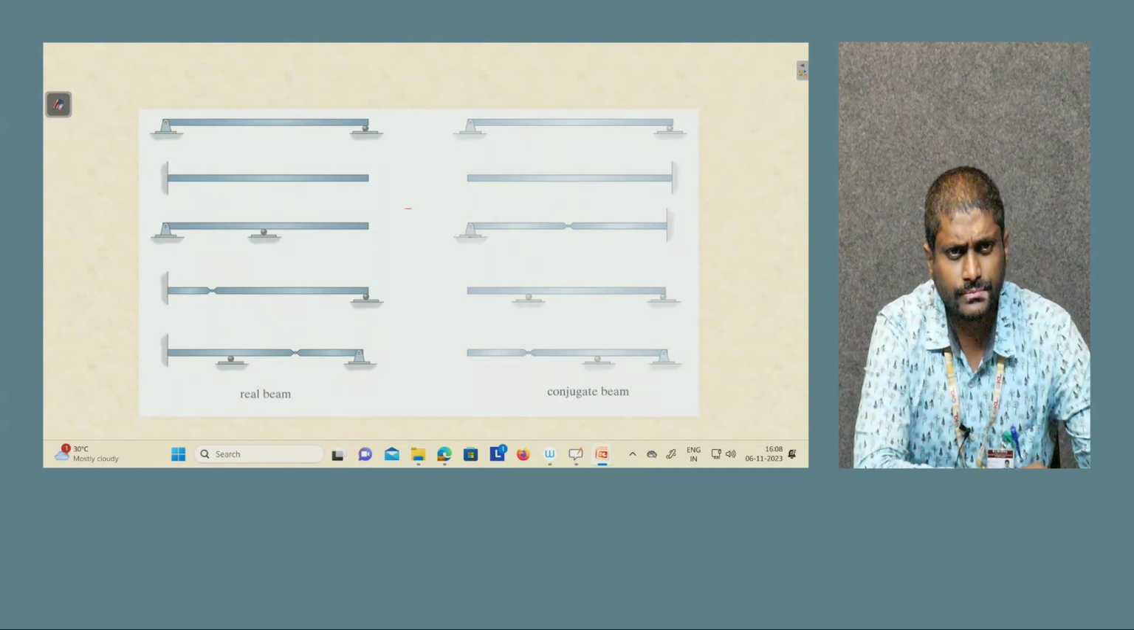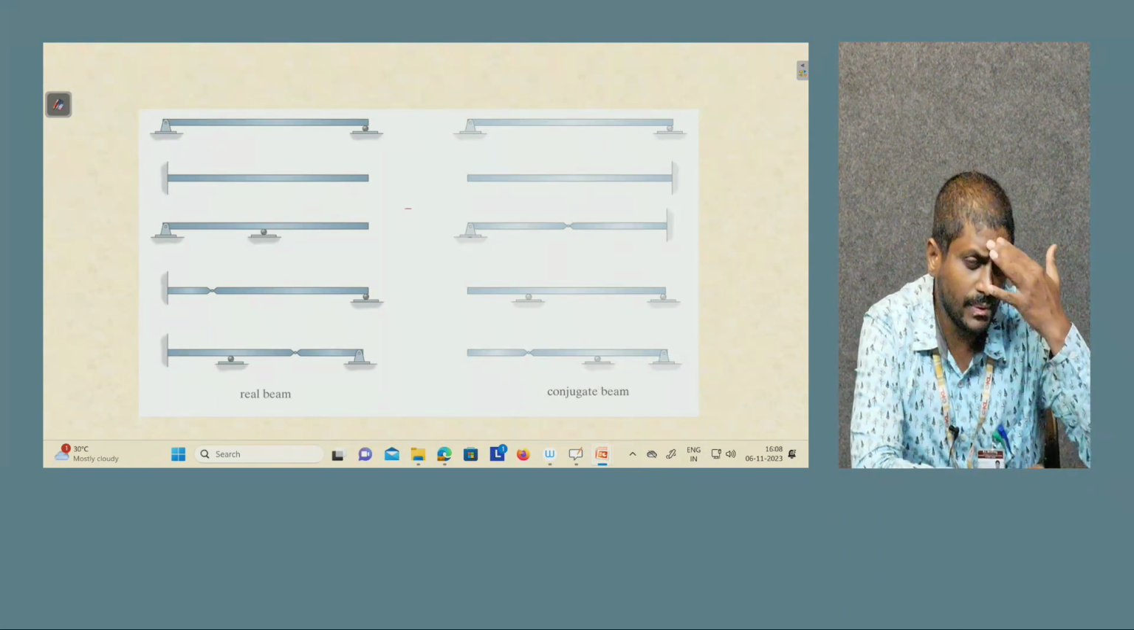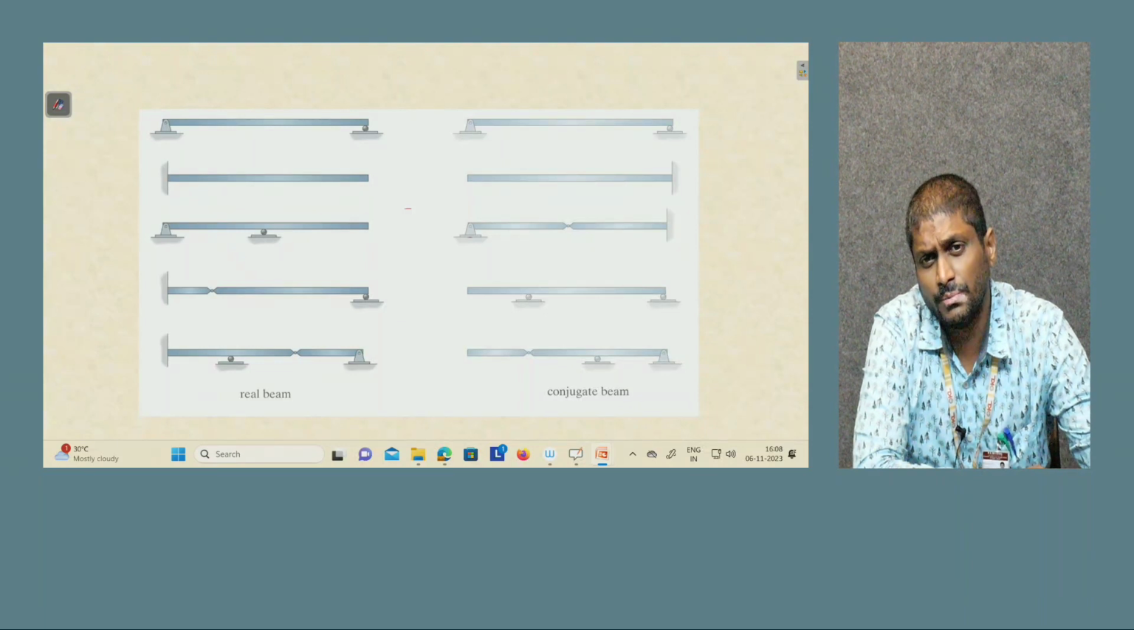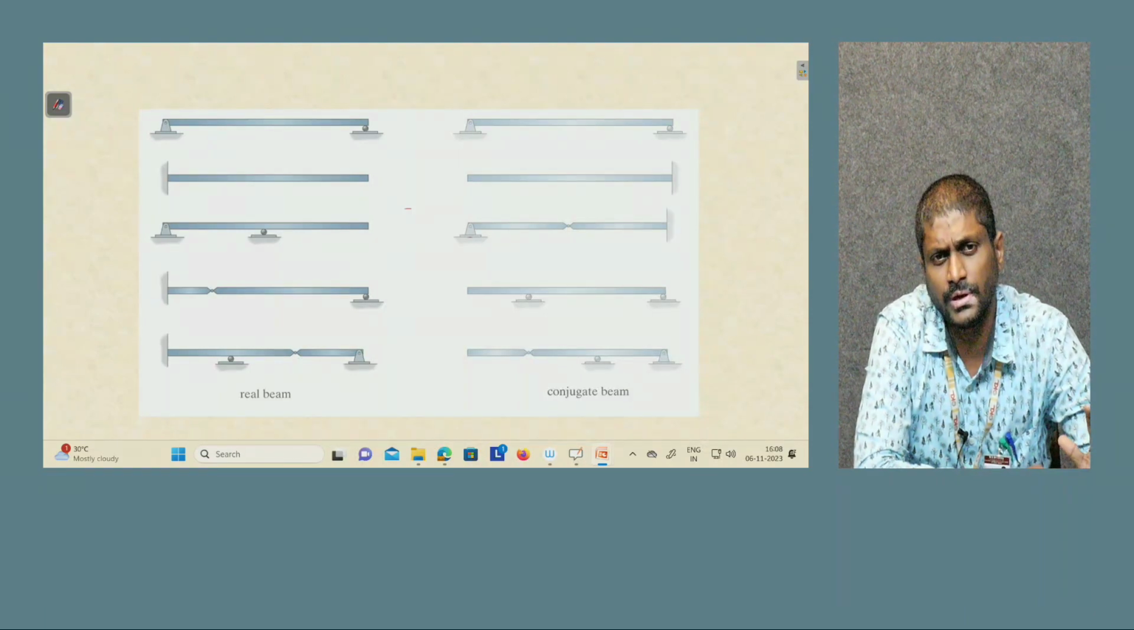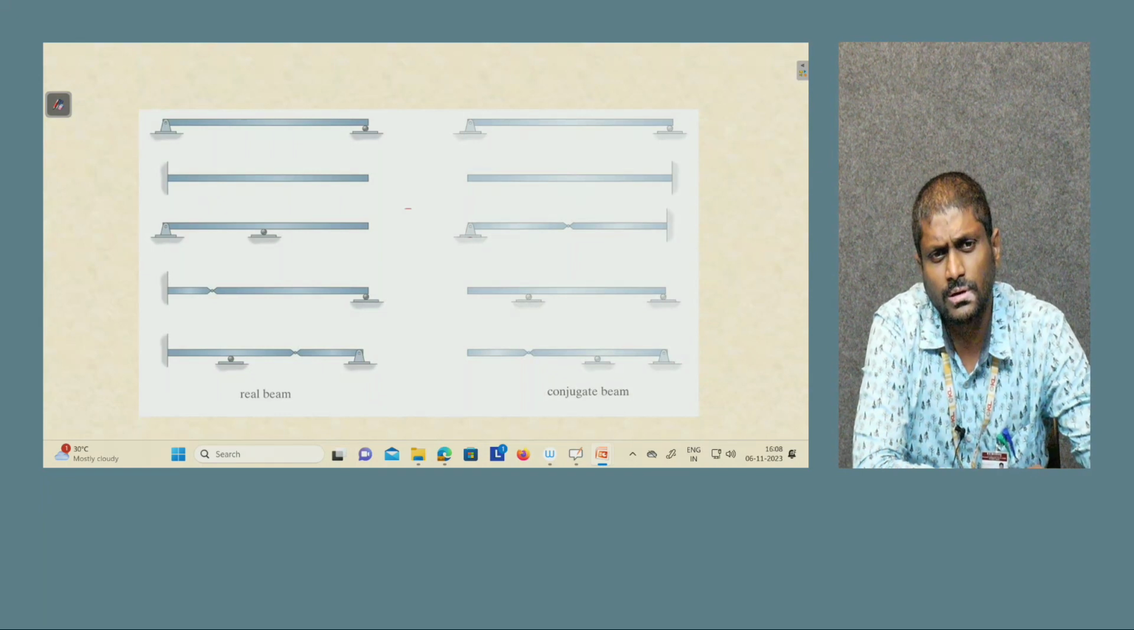Then in the case of a fixed support, internal hinge and roller, wherever fixed is there, it will become free. Wherever the internal hinge is, it will become an internal roller, and the extreme end roller will be the same as it is. Then another last case: fixed, internal roller, internal hinge and normal hinge.